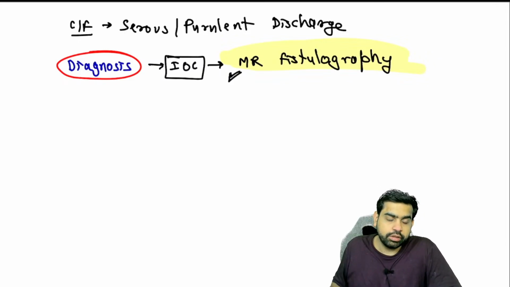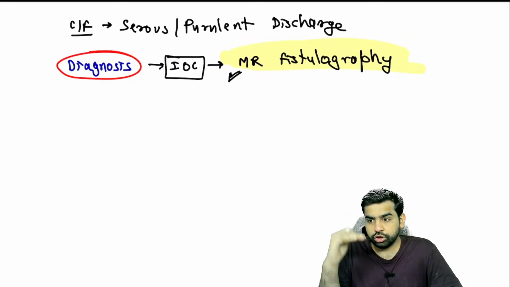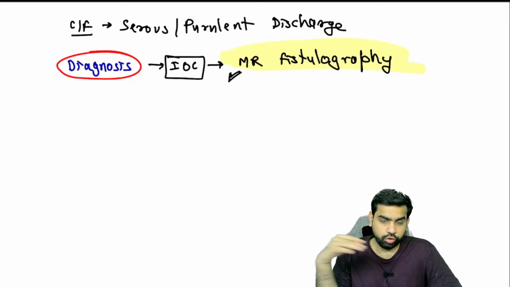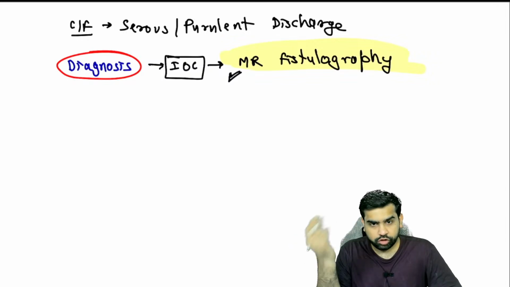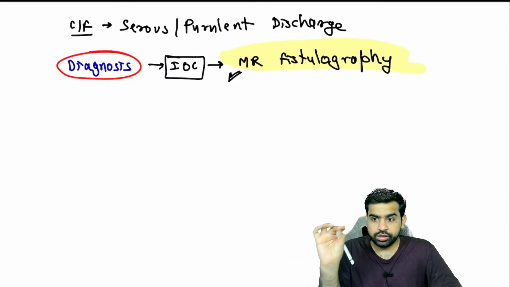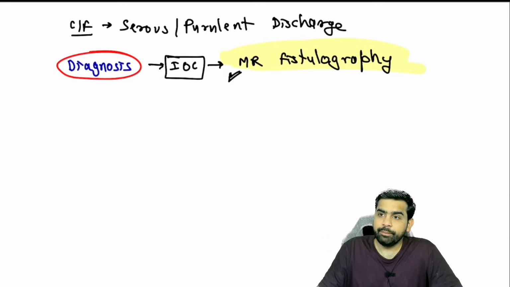What are you going to get in this MR fistulography? You're going to get whether it is a simple fistula or a complex fistula, where the internal opening is present, whether it has multiple cross communications or not, and whether it is a high-lying fistula or a low-lying fistula. All this information you're going to get with MR fistulography. So please try to understand this point.